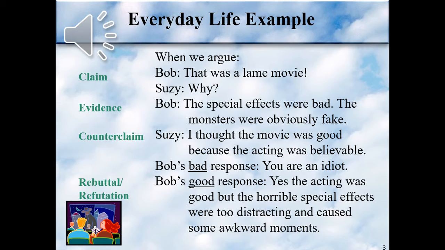Finally, you have the counterclaim and the refutation/rebuttal. Susie, the opponent, claims that the movie wasn't that bad because the acting was believable. This is the counterclaim, the other side of the argument. Now Bob can come back at her with the refutation one of 2 ways. We have the bad rebuttal example, which Bob calls Susie an idiot.